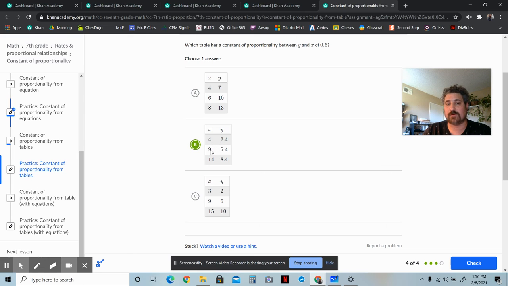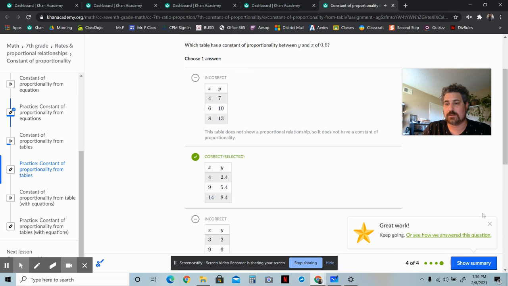9 times 6 is 54. Move the decimal 1 to the left, 5.4. 14 times 6 is 84. Move the decimal 1 to the left, and you got 8.4. So yes, all the x's times 0.6 equal the y's. That's another way you could check it, right? Because the constant proportionality, the ratio of y over x, is going to be the multiplier. So x times that multiplier always equals y, right? So 4 times 0.6 is 2.4, 9 times 0.6 should be 5.4, and 14 times 0.6 should be 8.4. And it does work out that way. It's good. So that's how you do it.